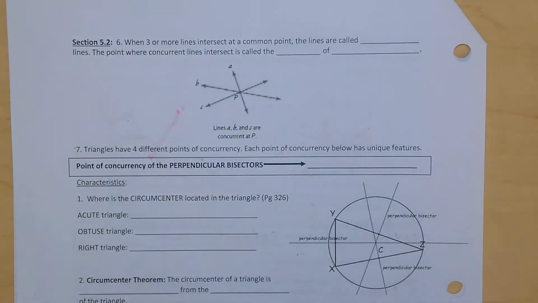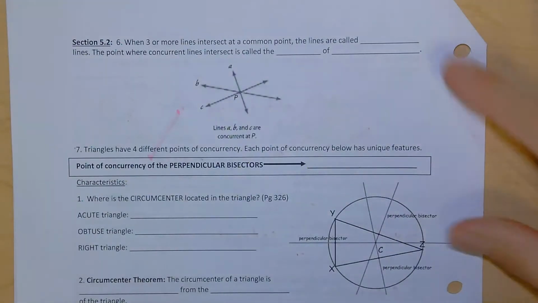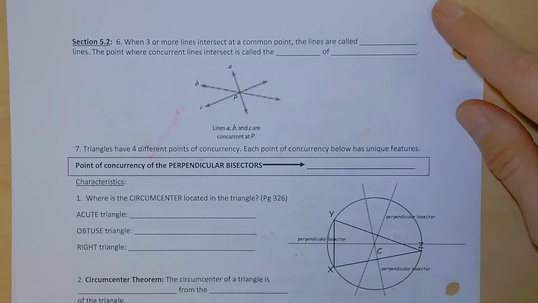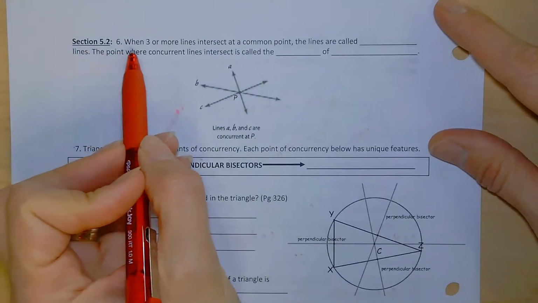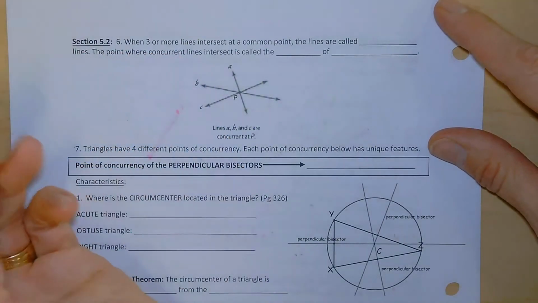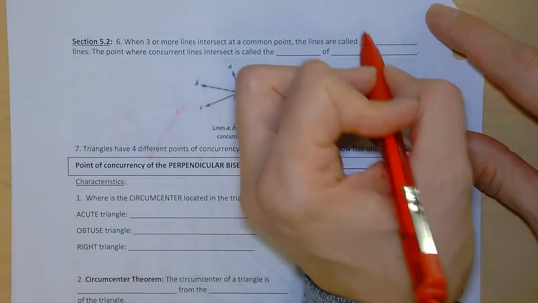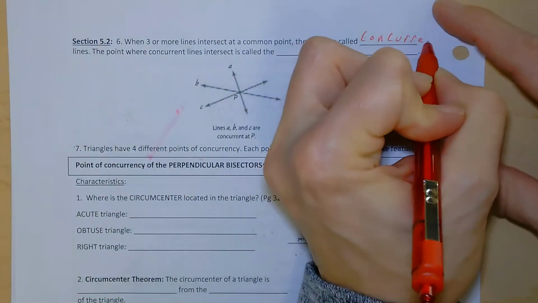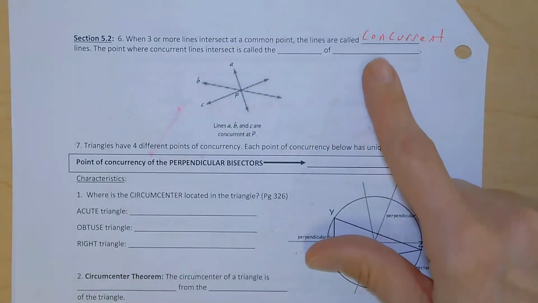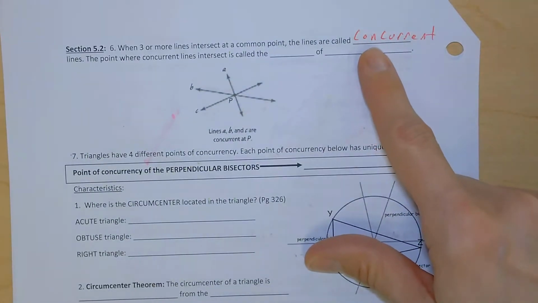All right, so now we're going to go to section 5.2, and we're going to talk about things called points of concurrency. This is loaded with information, so if you have to rewatch the video or pause it, you might have to do that. Okay, it says when 3 or more lines intersect at a common point, the lines are called, this is a new word for you, concurrent. And you'll see this in your vocabulary. My handwriting is terrible today, I don't know why.